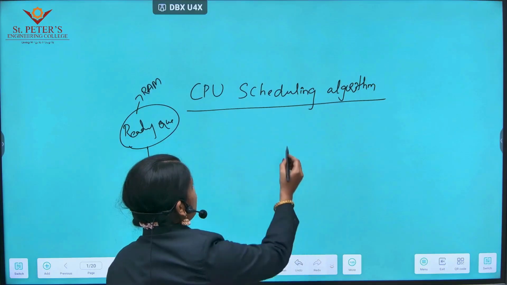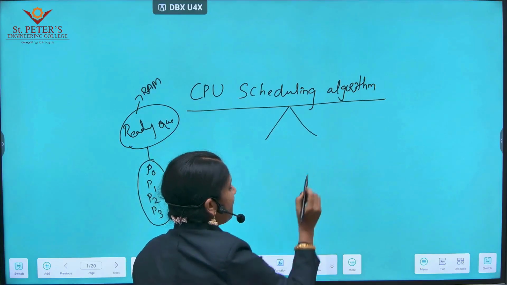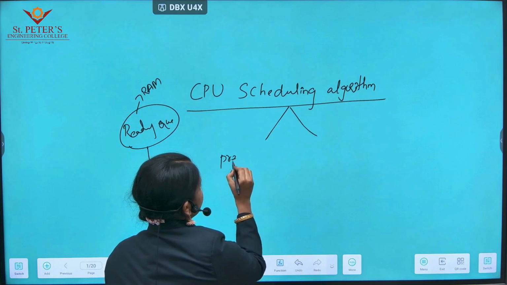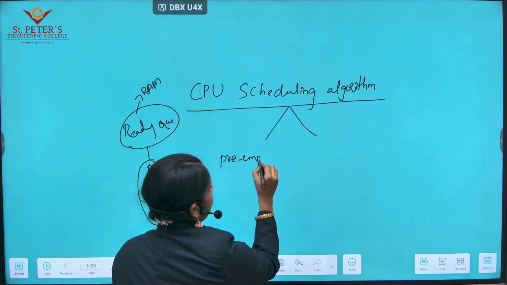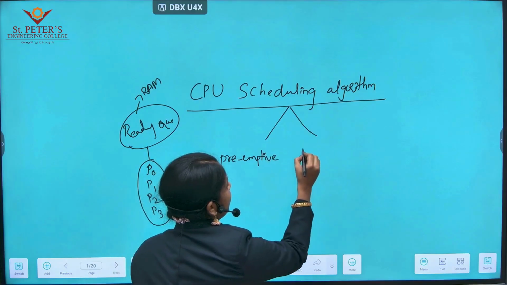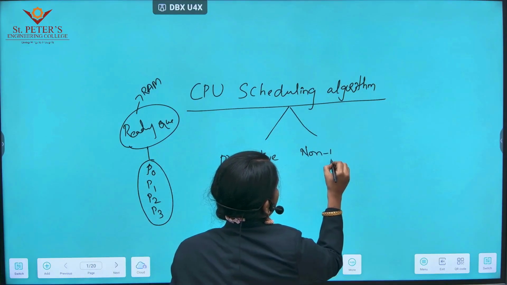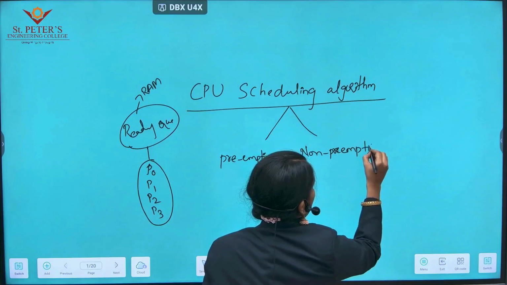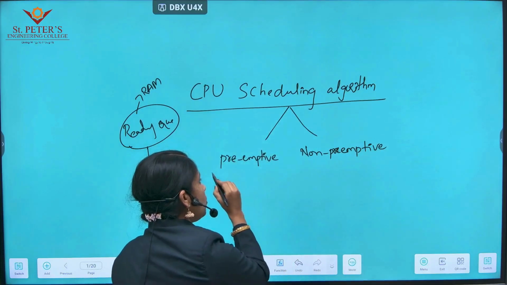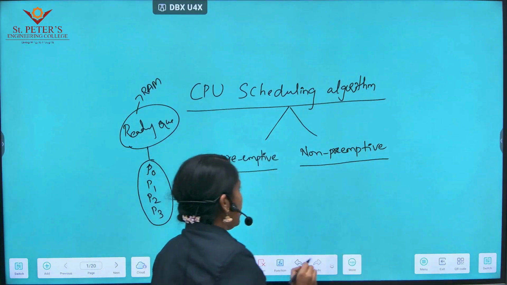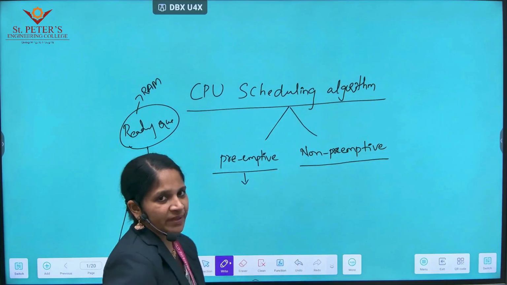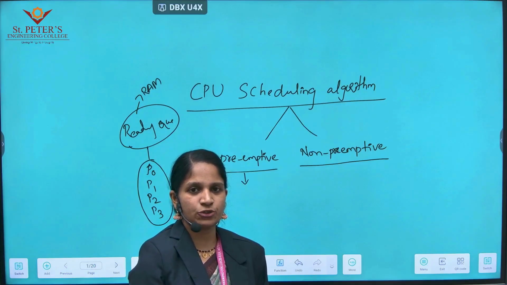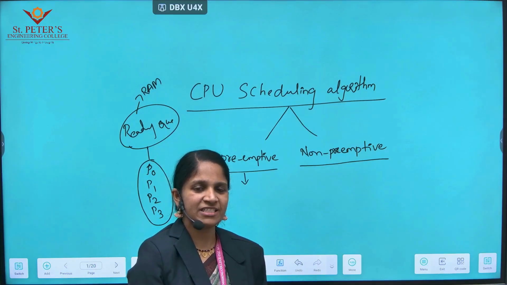In the CPU scheduling algorithm we have 2 types of algorithm, that is preemptive and non-preemptive. First we have to know what is preemptive and what is non-preemptive. Preemptive means once a process is executing, it can be forcefully halted.